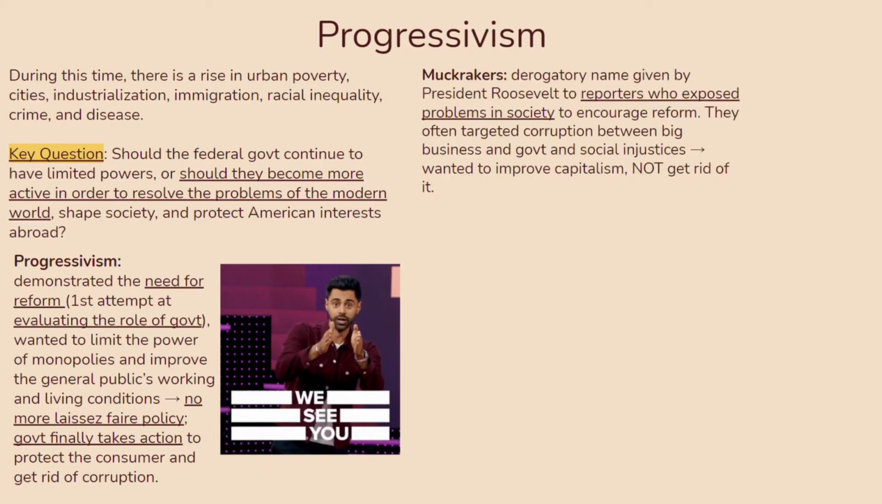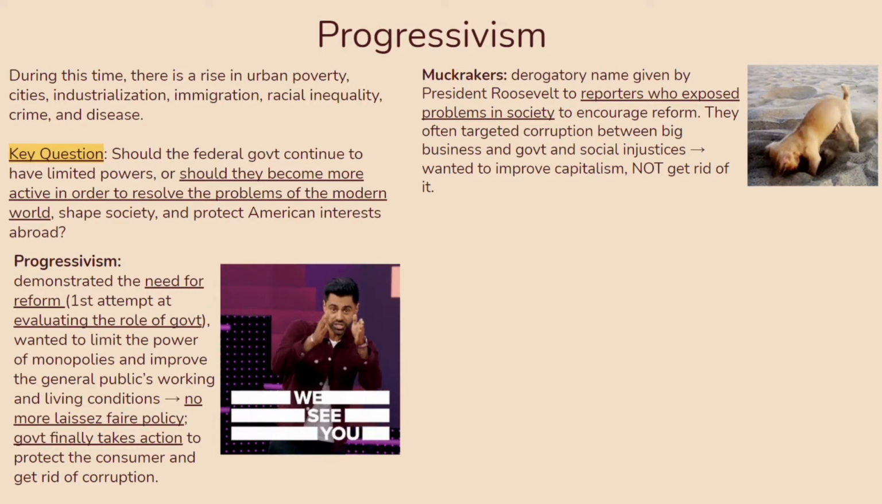And this all really starts with the muckrakers. This was a derogatory name, actually, given by President Roosevelt to the reporters who exposed problems in society in order to encourage reform. They often targeted corruption between big business and government, and in general social injustices. So the goal of the muckrakers and the progressivist movement as a whole was to improve capitalism, not get rid of it. They were not socialists or communists. They weren't going towards more radical ideas, but rather improving the system that's already in place.